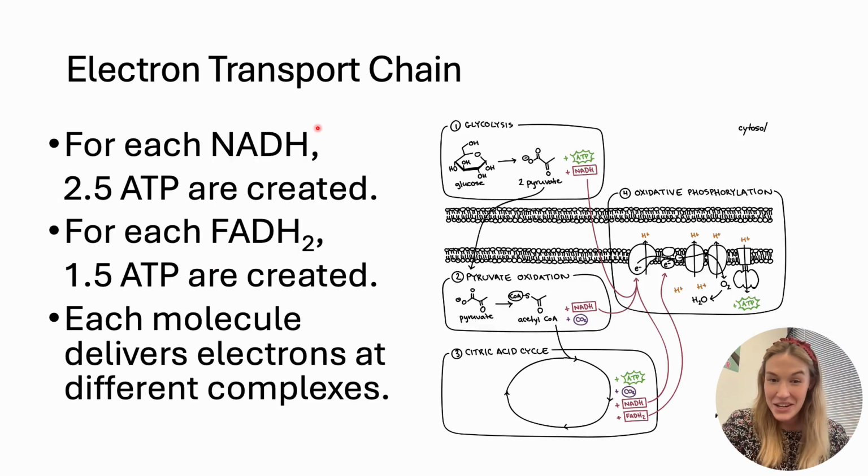Well, I can tell you that for each NADH, you get about 2.5 ATP. For each FADH2, you get about 1.5 ATP. So the reason that we were stockpiling so much NADH and FADH2 is so that we could get so much ATP out of this really efficient oxidative phosphorylation. So this becomes very, very important.